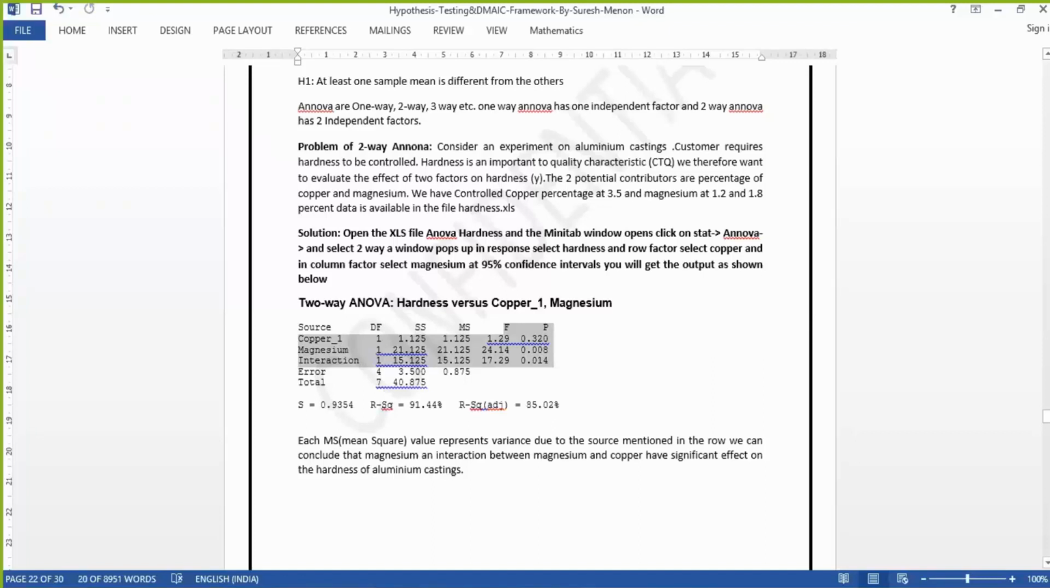Why? Because there is a variance in the mean square. One is this 1.125 and the other one is 21.125. So there is a lot of variance there in the mean square, MS. From that, we can infer that there is a significant effect on the hardness of aluminum casting because of the presence of magnesium and copper.